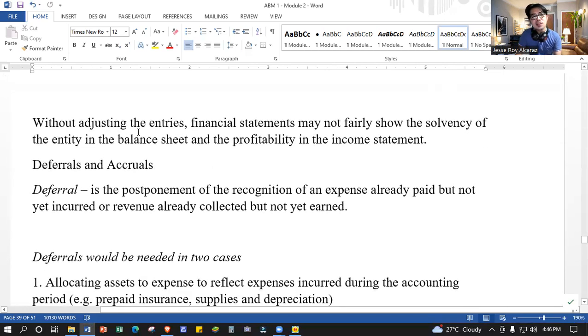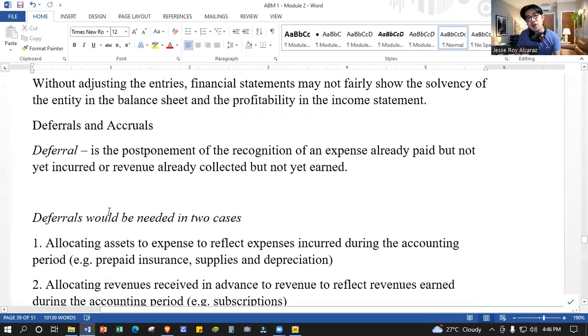Okay, without adjusting entries, financial statements may not fairly show the solvency of the entity in the balance sheet and the profitability in the income statement. Kasi nga, di nagmamatch. Okay, deferrals is the postponement of the recognition of an expense already paid. So deferrals are those advance payments nga gibuhat nato for a specific expense. However, since it is an advance payment, we don't automatically record it as an expense, but rather we record it first as an asset. Okay?